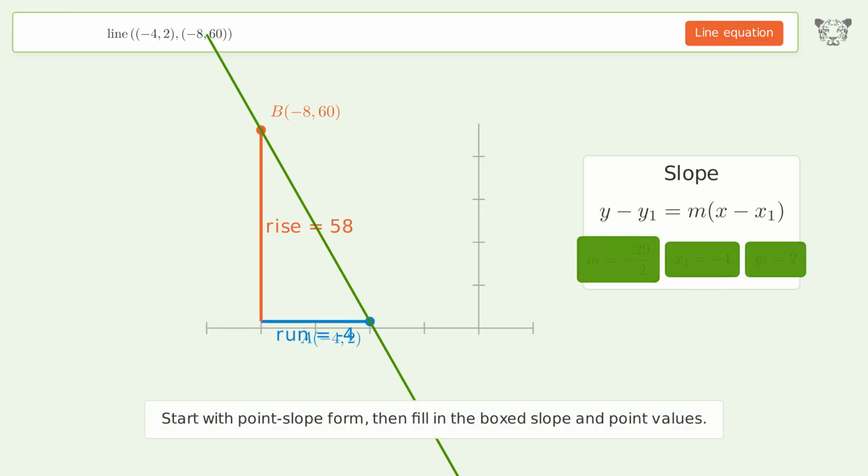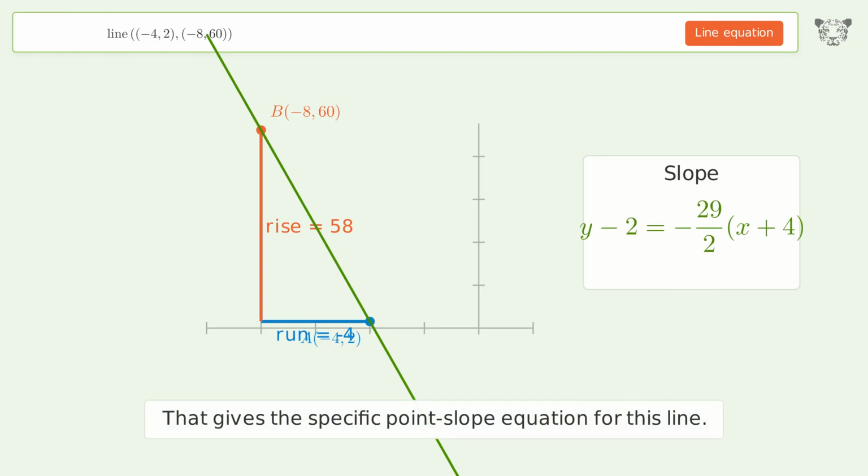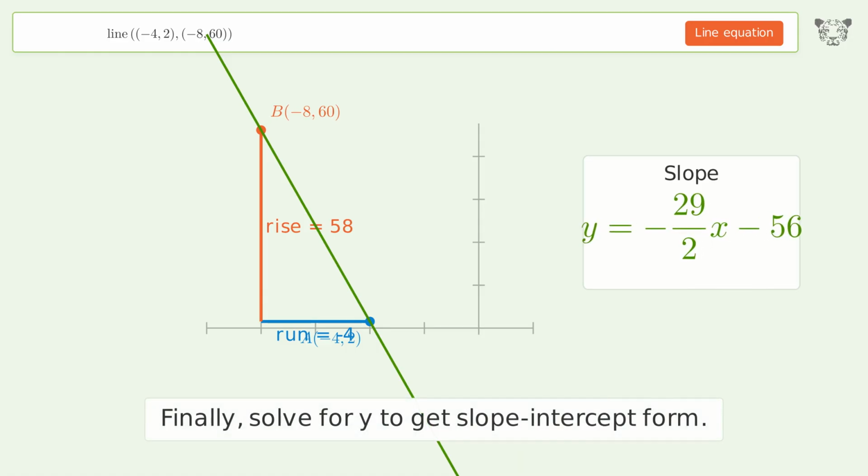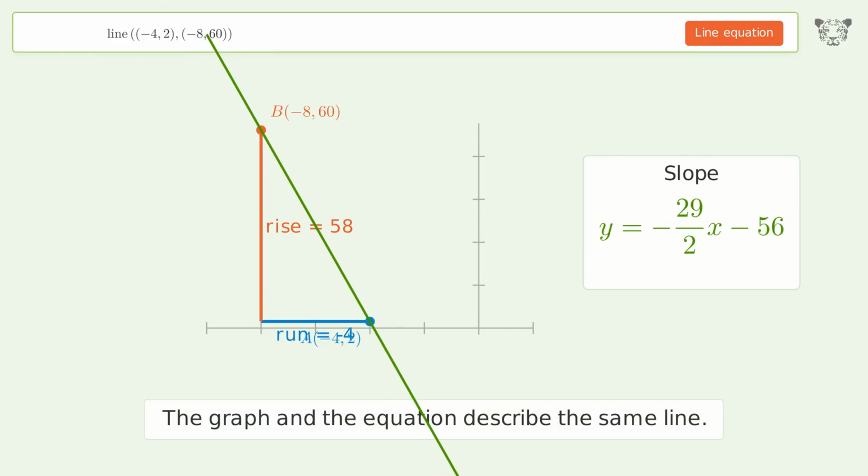Start with point slope form, y minus y1 equals m times x minus x1. Then fill in the boxed values. Slope is -29 over 2, x1 is -4, and y1 is 2. That gives the specific point-slope equation for this line. Finally, solve for y to get slope-intercept form. The graph and the equation describe the same line.